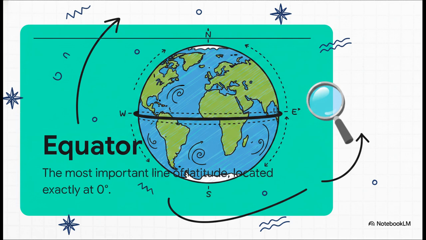Now, what's really interesting here is that if you stood exactly on this central belt, you'd actually be spinning through space at over 1,000 miles per hour. Pretty crazy, right? Every single other line of latitude on Earth is measured based on its distance from the 0-degree starting point, which wraps right around the absolute widest part of our planet.